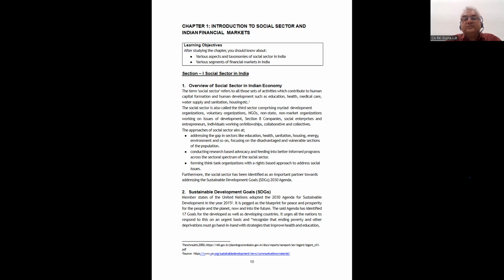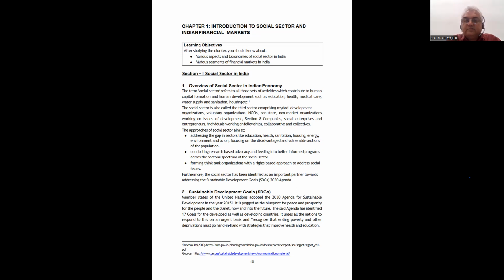Furthermore, the social sector has been identified as an important partner towards addressing the Sustainable Development Goals 2030 agenda. And as we will know, there are 17 Sustainable Development Goals. So this was the overview of social sector in Indian economy.